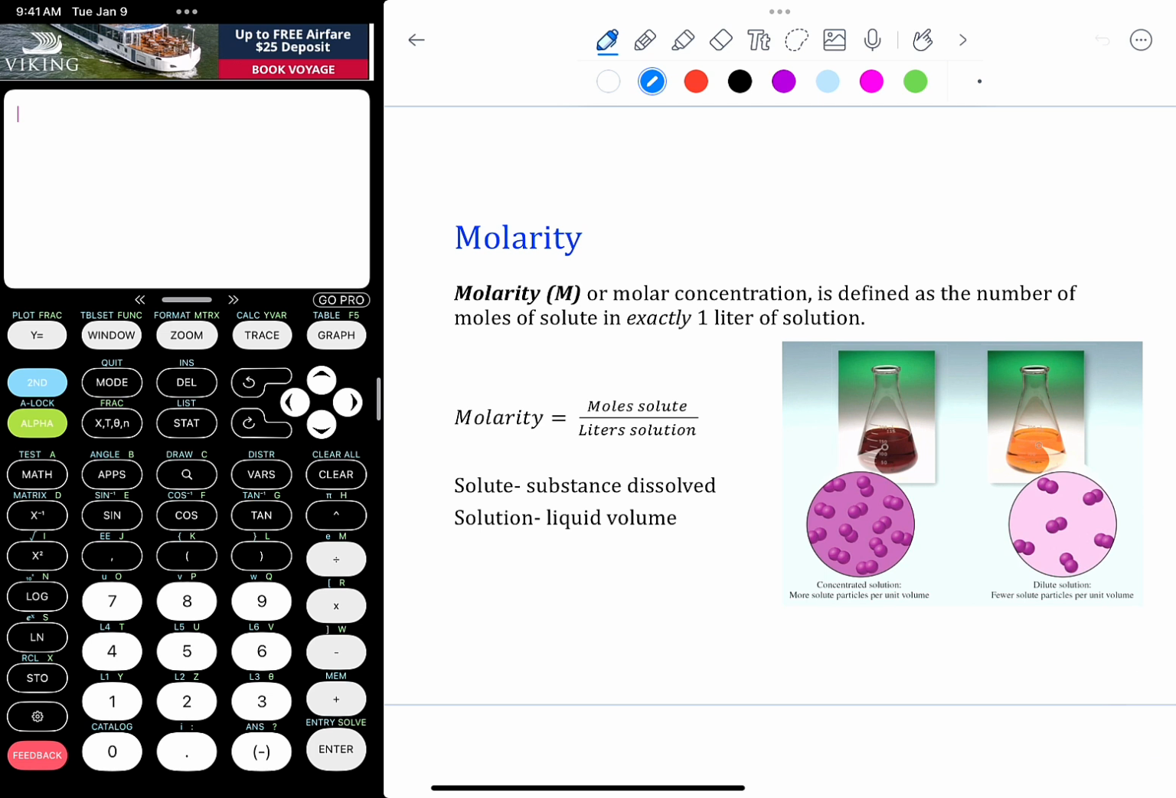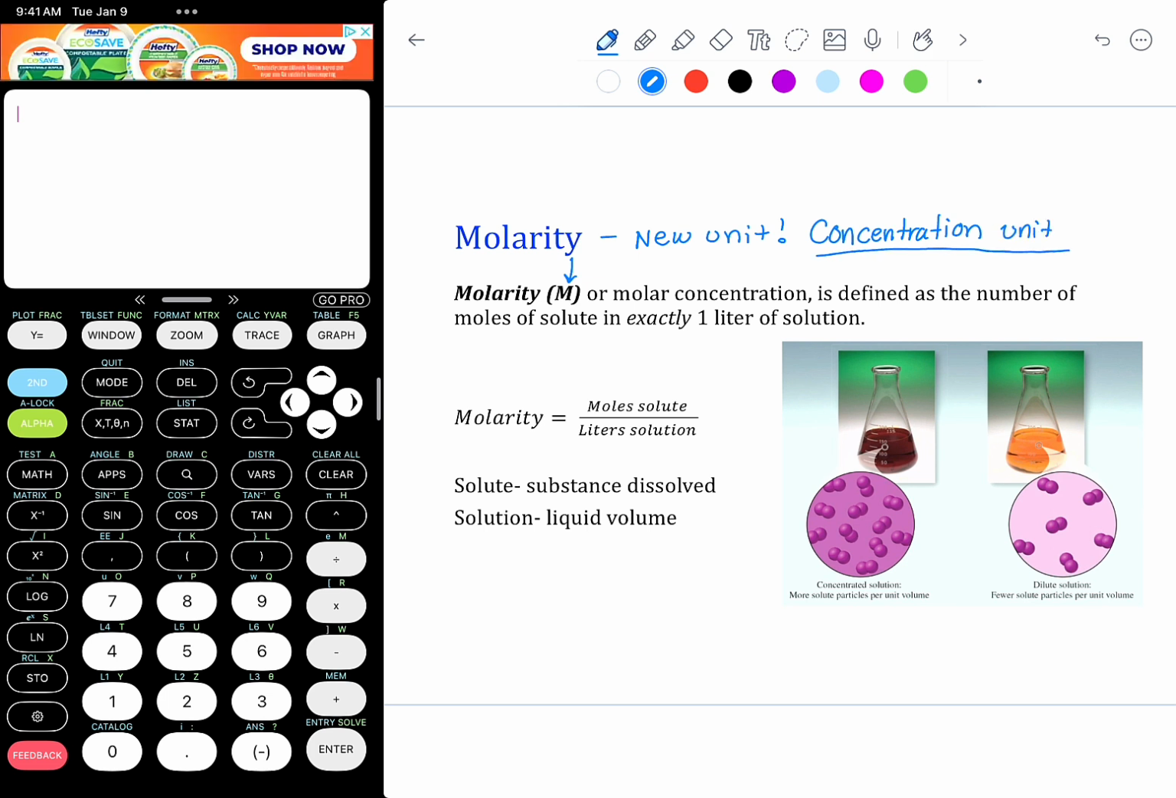Molarity, which we denote by the variable M, or also molar concentration, is defined as the number of moles of solute in exactly 1 liter of solution. So molarity is a new unit to us, and it is the concentration unit, because it relates the amount of solute in a specific volume of our overall solution.